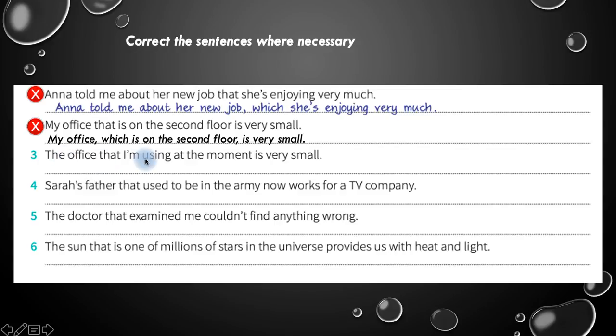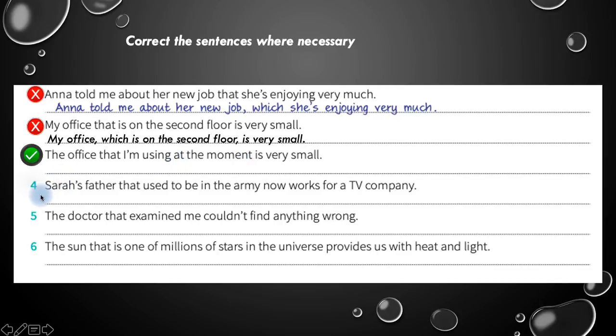Okay, number 3. The office that I'm using at the moment is very small. Is this sentence correct? Yes. No mistakes here, yeah? The office that I'm using at the moment is a defining relative clause. Which office? We cannot understand which office without this relative clause, so that's a defining relative clause.